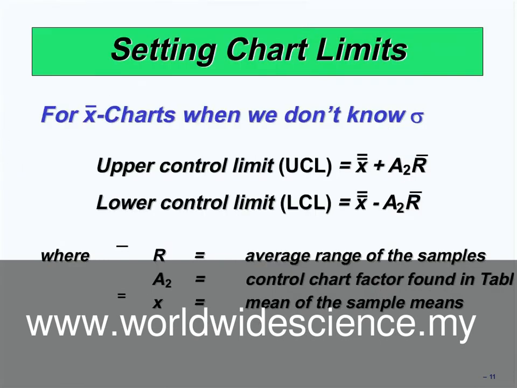X bar plus A2, and this is very easy, because A2 is a control chart factor found in a table. There is a standard table that you can use to find A2. R bar is the average range of the samples. The range means the difference between the minimum and maximum number in each hour or in each sampling.